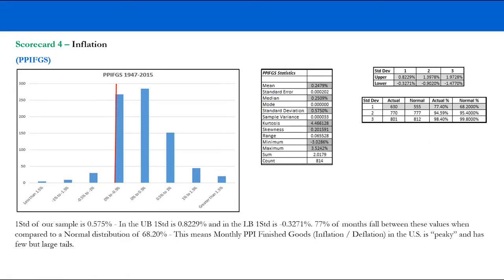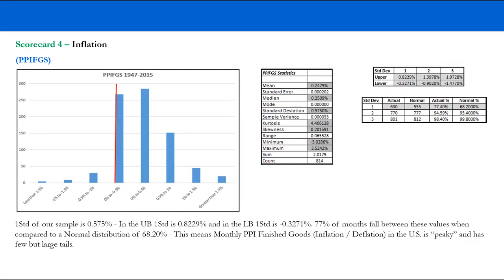What happens when we look at the distribution from the perspective of standard deviation? Well, one standard deviation of the sample, so one standard deviation of all of this data is 0.575%, as confirmed in the descriptive statistics. In the upper bound, one standard deviation is 0.8229%, and in the lower bound, minus 0.3271%. And 77% of these months of the data falls between these values.